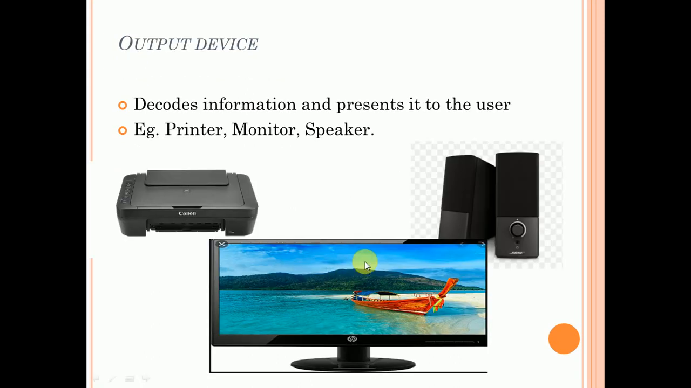Next, the output device. Its function is decoding of information and presenting it to the user. It decodes the information from binary back into your language and presents it to the user. It may be presented through a monitor, played through a speaker, or printed. Any of these can be used as an output device.